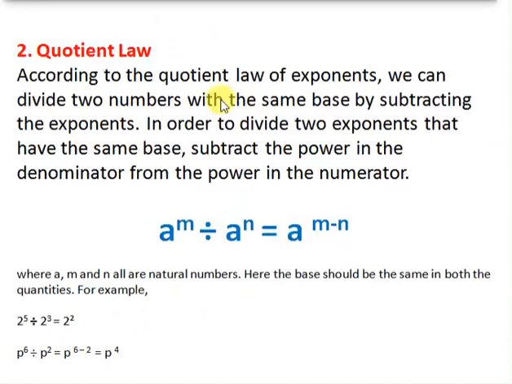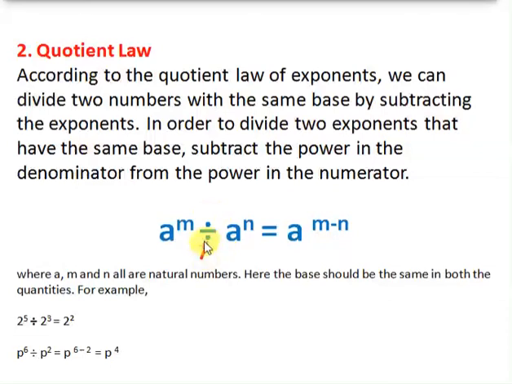Let us see the next law, that is also called the quotient law. According to the quotient law of exponent, we can divide two numbers with the same base by subtracting the exponents. In order to divide two exponents that have the same base, subtract the power in the denominator from the power in the numerator. Like in the previous law, the bases are the same. Here also the bases are the same, but what is the difference? Here they are in division. In the previous law, they are in multiplication.